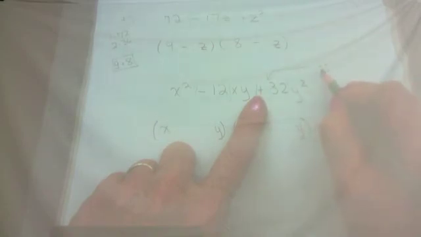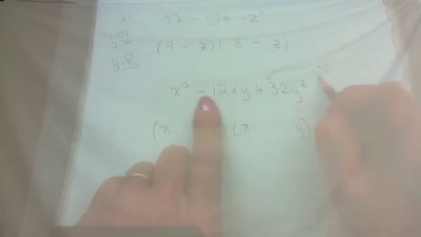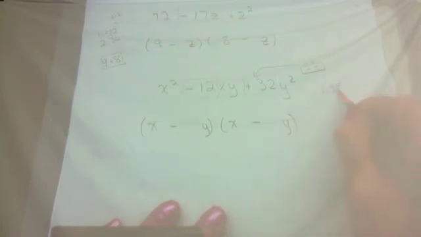And when I have 2 positives, they add to be a positive. If I have 2 negatives, they add to be a negative. So this is the right one. So it's a minus and a minus. And then I go through the same process. What multiplies to be 32? 1 times 32, 2 times 16, 3 doesn't go, 4 times 8, and 4 plus 8 is 12, so it's a 4 and an 8.